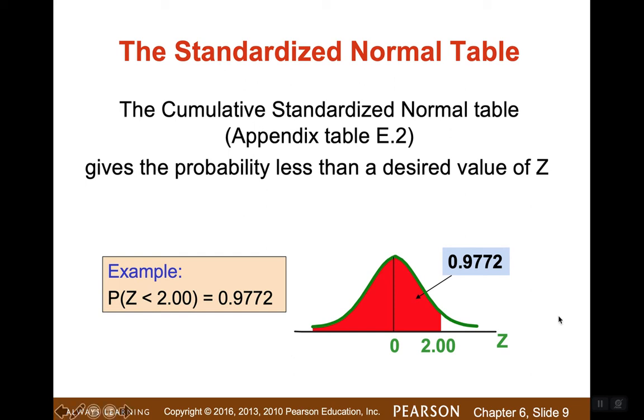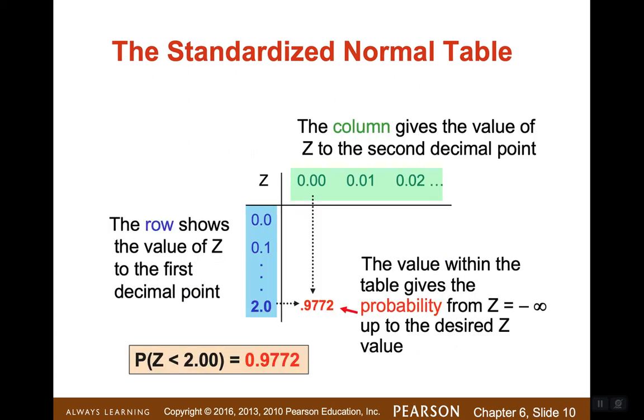So this right here is, for 2 standard deviations, everything to the left of this is 0.9772. And then the inverse of that would be what is in this tail, which would be 0.2 something.